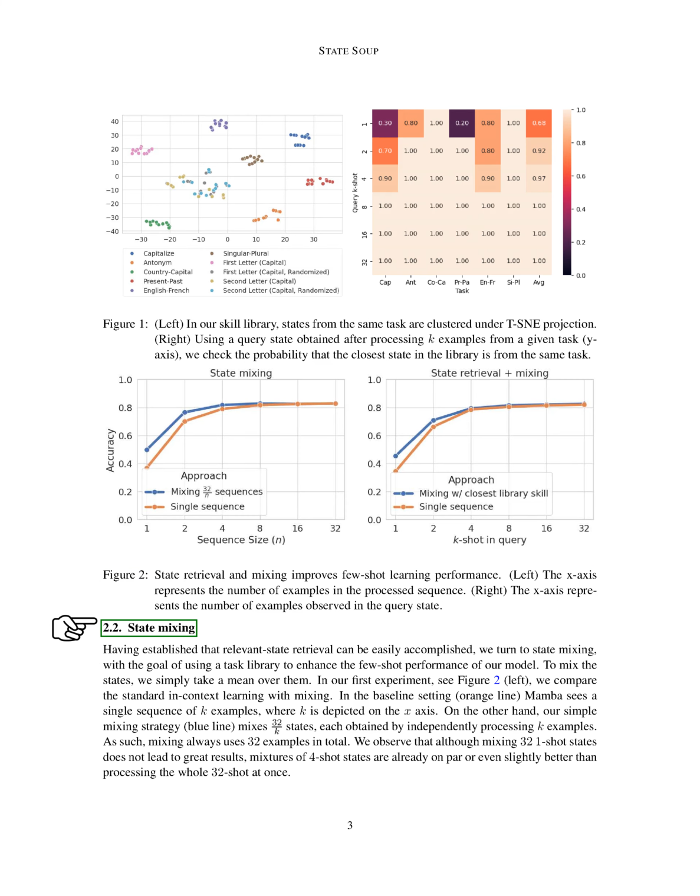Moving on to state mixing, after confirming that relevant state retrieval is achievable, we aim to enhance our model's few-shot performance using the task library. To blend the states, we simply calculate the mean over them. In our initial experiment, we compare standard in-context learning with mixing. The baseline scenario involves the model processing a single sequence of examples, while our mixing strategy combines states obtained from processing multiple examples independently. We observe that mixing these states can lead to improved performance, especially when using mixtures of states from different tasks.